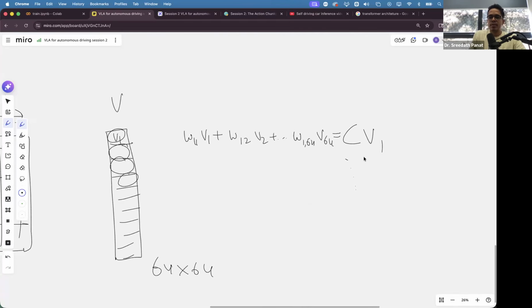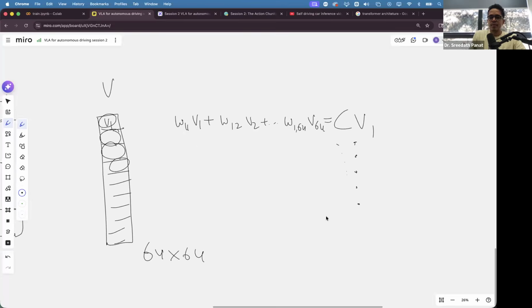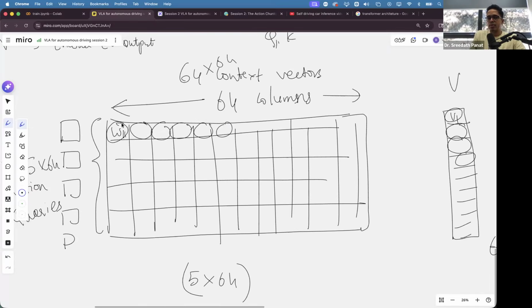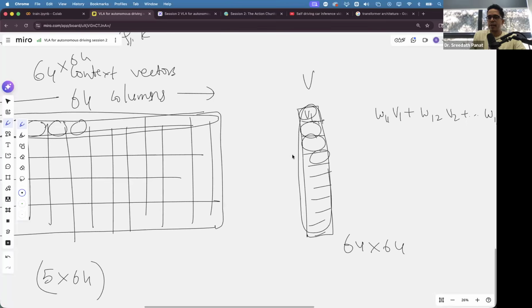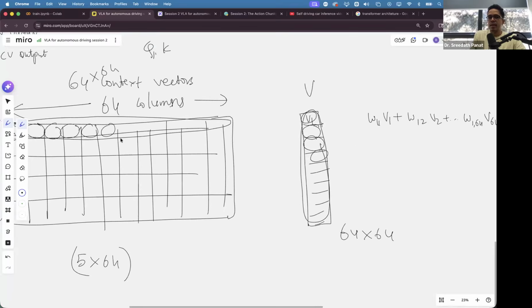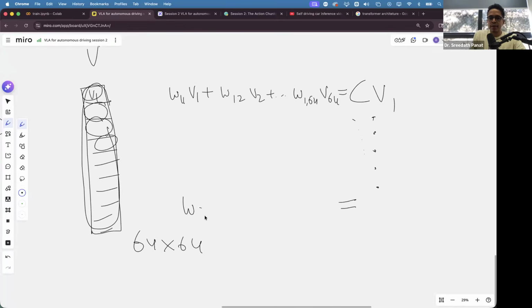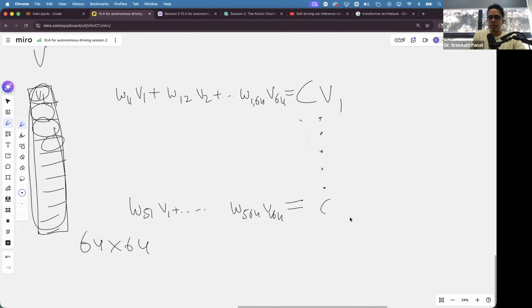Like that, how many context vectors do I have? Please pay attention. How many context vectors do I have? Think about it. It's the same as the number of rows, right? One row is getting multiplied by these value vectors. Like that, I have 5 rows, so I have 5 context vectors. The last one will be W51 multiplied by V1 plus etc., W5,64 multiplied by V64. This will be context vector number 5.